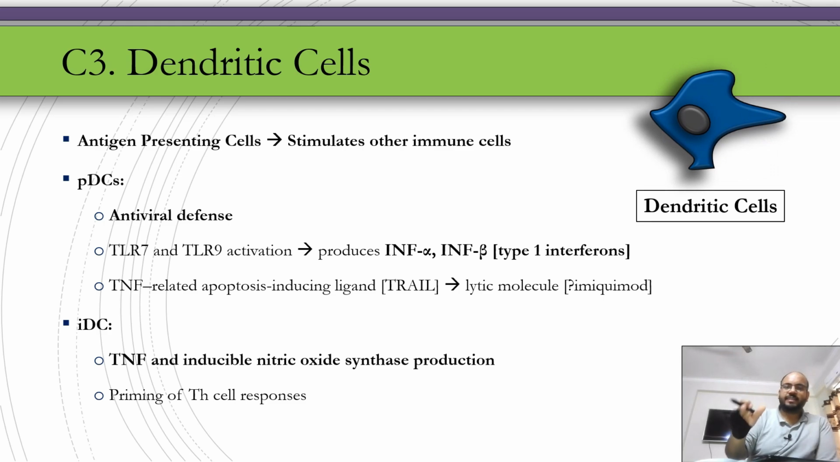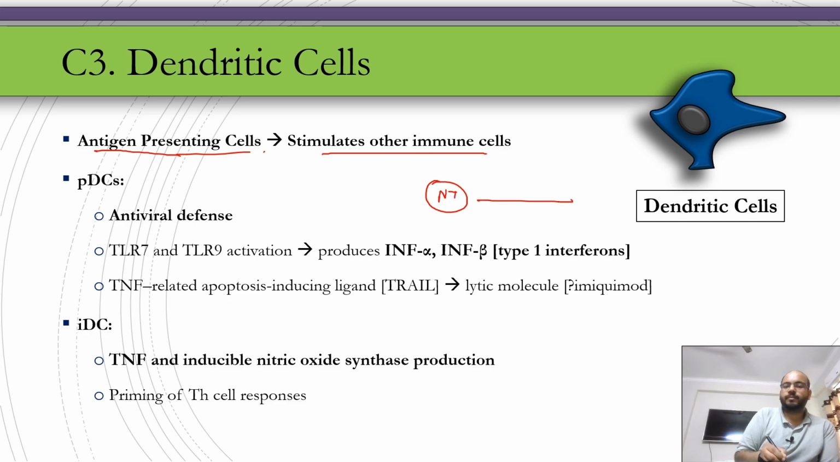So after that, let's discuss dendritic cells, and I think this is the last immune cell for today. Dendritic cells: the major function is antigen presentation, just antigen-presenting cells, and they stimulate other immune cells also. Now what actually happens is you have a naive T cell.